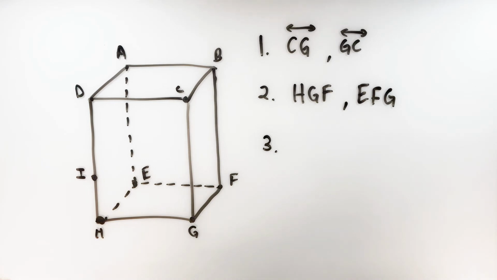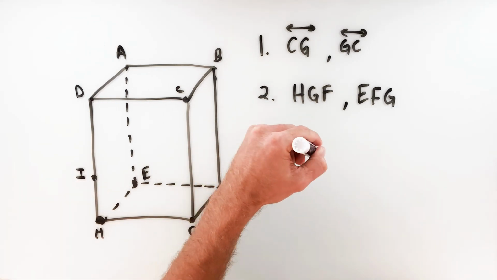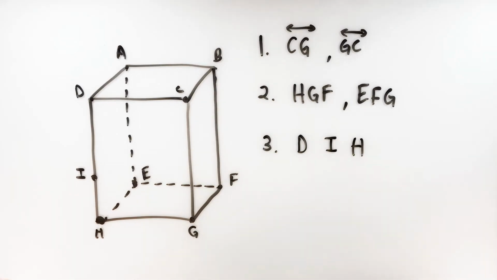Okay, example number 3. Let's name 3 collinear points. 3 points that are collinear. If you remember collinear, that just means that they are on the same line. 3 points on the same line. And hopefully you notice this is why I put this little extra point I. 3 collinear points, D, I, H. D, I, and H. So those 3 points are all on the same line. Those are 3 collinear points.